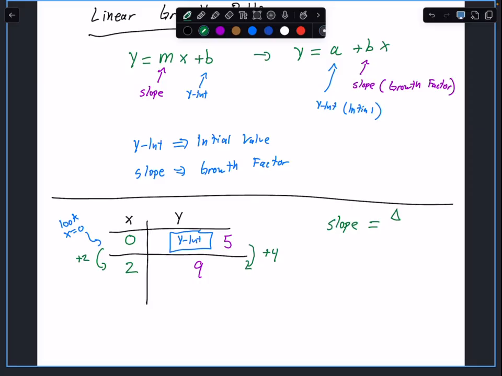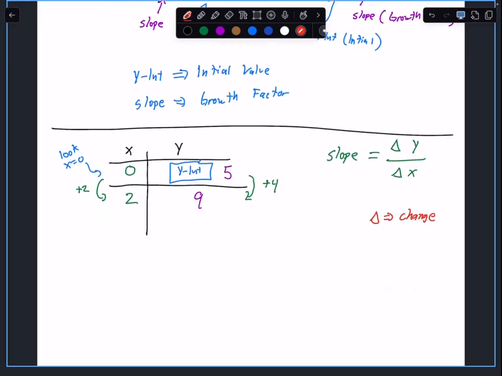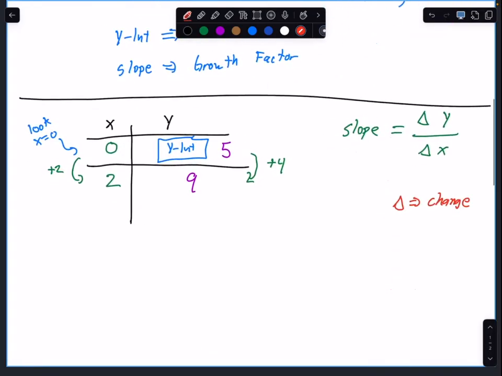It's good to know. I'm making some assumptions about the math that's coming in. I will adjust in future lessons and see where we are. I'm learning with you. It's the change in y over the change in x. This delta symbol, that triangle, means change.